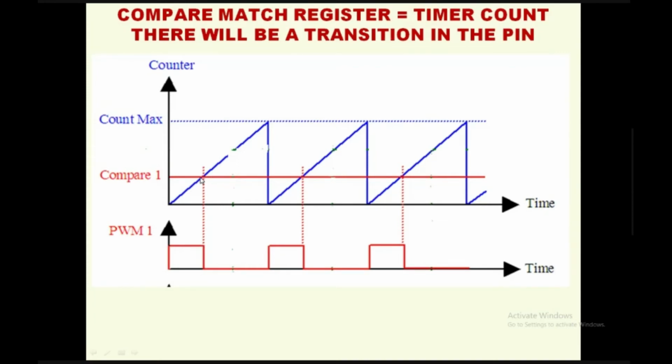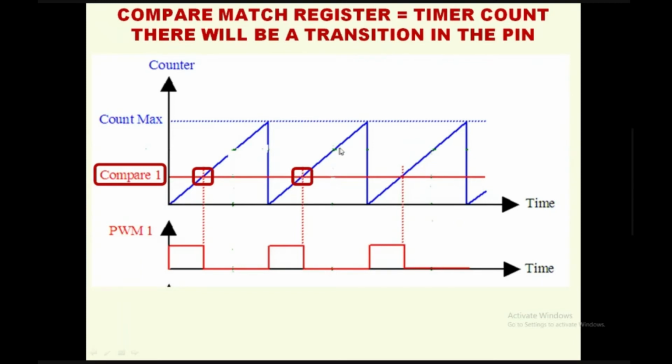Whenever there is a match, after that the timer will keep on counting. The timer will go up to its maximum, which is 255 in our case. After it reaches maximum, it becomes 0. Whenever it resets from the maximum to 0, the pin also will reset to its initial state, which is 1. So it remains at 1 until the timer value reaches or matches the compare register value. Whenever it matches the compare register value, as you see here, it produces a transition in the pin.